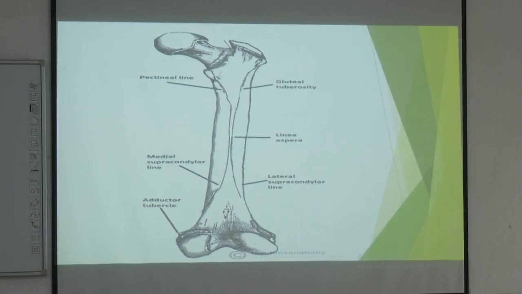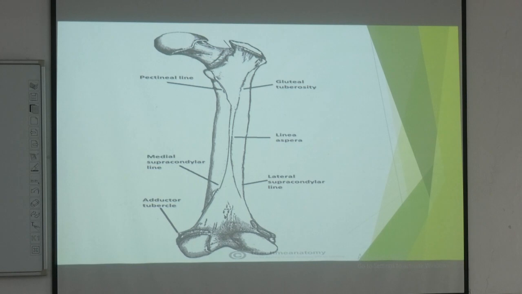Now this linea aspera is not a single line. It's two lines basically. It has a right side, left side. We call them the medial lip and the lateral lip of the linea aspera. This will be given to identify. So once you see this border, this entire thing, this is linea aspera. Linea aspera has two lips. You can see that two of them are there, right? So medial lip and lateral lip.